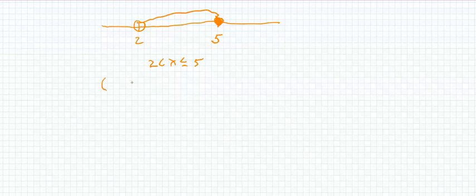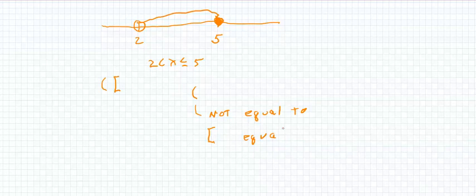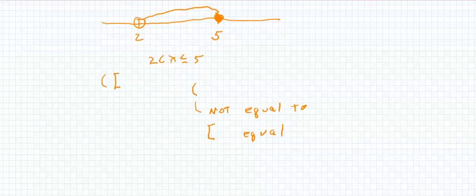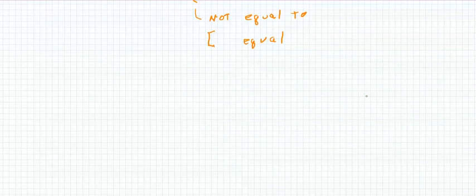We're going to use parentheses and brackets, like this. Parentheses means not equal to. And the bracket is equal to. So what I'm going to do is write a bunch of notation. I'm going to write it the old way and the new way.